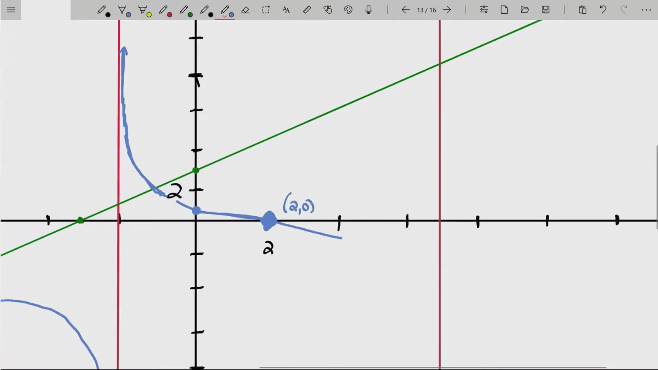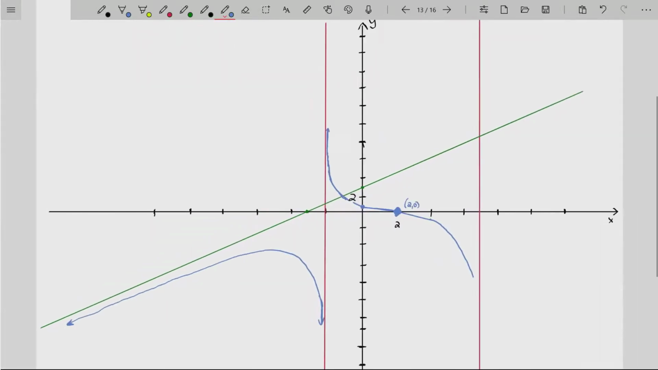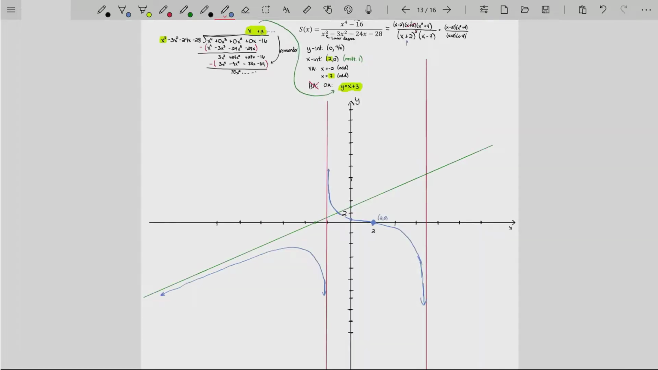Let me zoom out. Now, I have options. It's either going up or going down. Well, if it goes up, you're going to make it cross the x-axis where you don't have an x-intercept. So obviously you're not going to go up. It's going to want to go down. You zoom out a little bit further, and there you go. Looks something like that. It's kind of a nice looking graph.